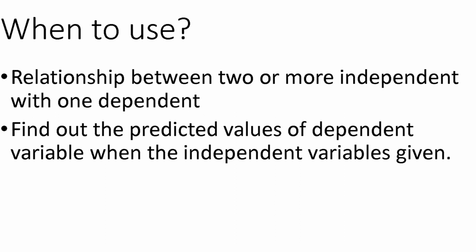When you want to know how strong the relationship is between two or more independent variables and one dependent variable, for example how rainfall, temperature, and amount of fertilizer added affect crop growth, use multiple linear regression. Also use multiple linear regression when you want to know the value of the dependent variable at a certain value of the independent variables, for example the expected yield of a crop at certain levels of rainfall, temperature, and fertilizer addition.